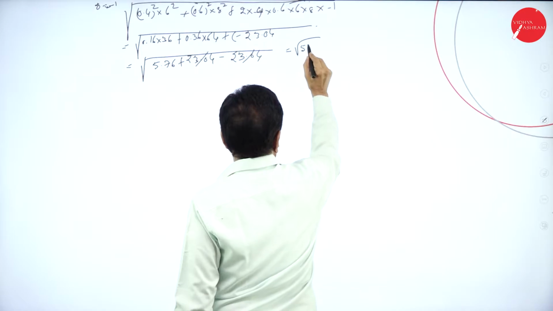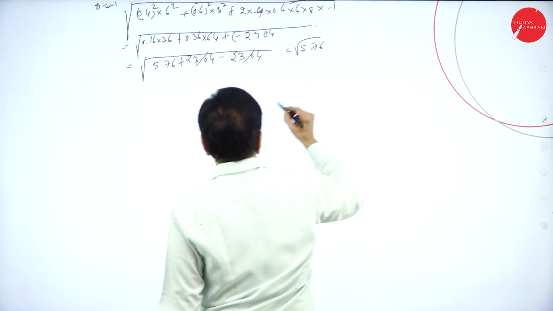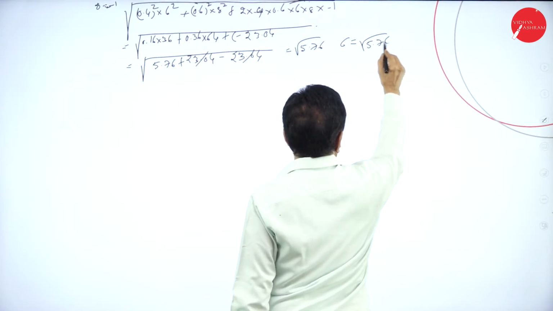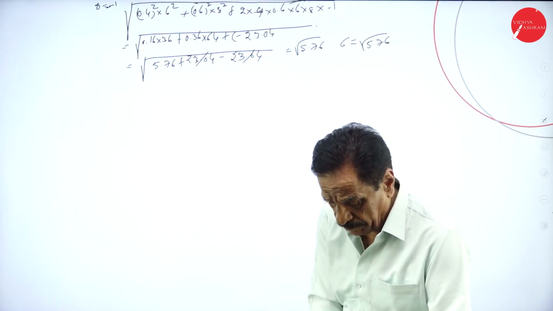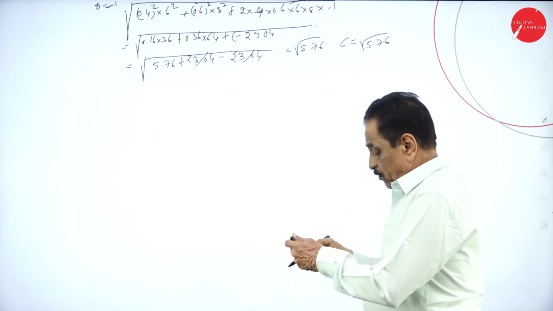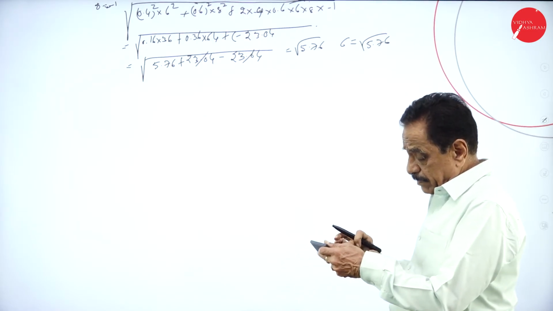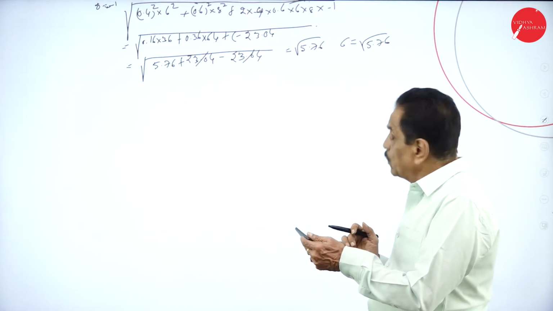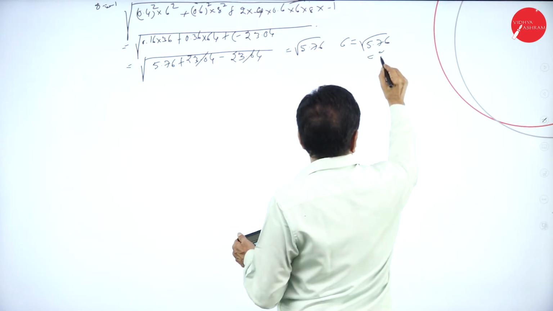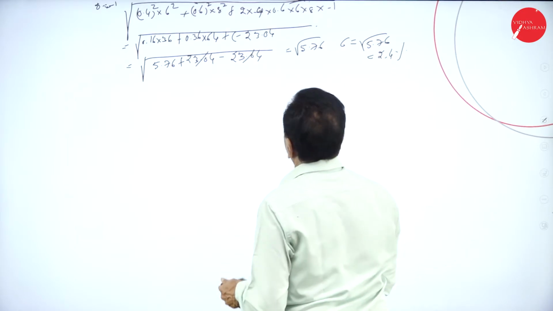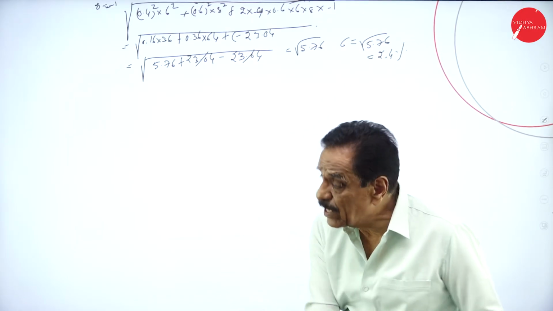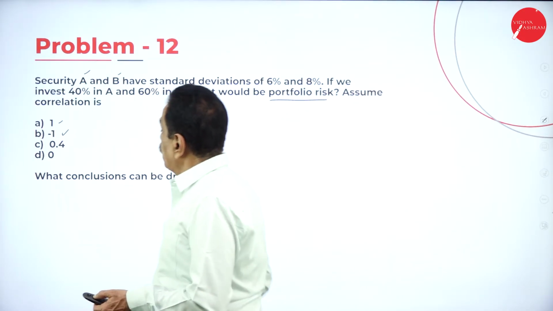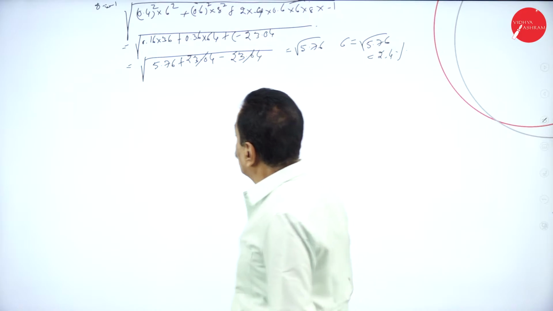Root of 5.76. Standard deviation is equal to root of 5.76, 2.4%. This is when R is equal to minus 1. Now, third one, this is when R is equal to 0.4.